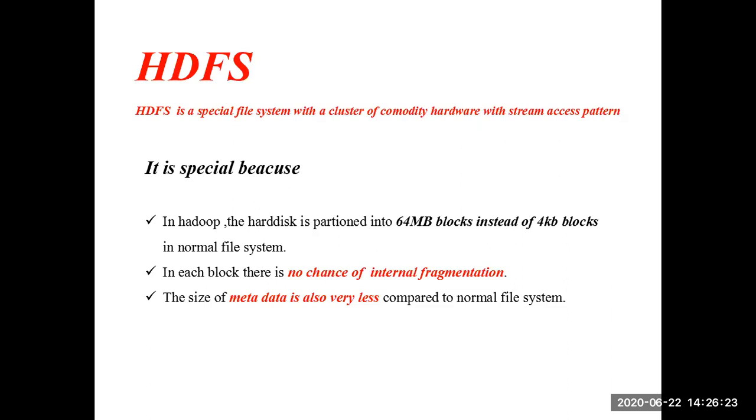When we come to the normal file system, a lot of 4 KB blocks will be used. So we have to store all those data. That's why, because of these 3 points, we said HDFS is a special file system. Why? Because block size is 64 MB, which is very much greater than a 4 KB block. There is no chance of internal wastage of memory. Metadata is also less when we compare with the normal file system. That's why HDFS is a special file system with a cluster of commodity hardware, that means a group of inexpensive machines, with the stream access pattern, with the logic that write once, read any number of times, but don't try to modify the data. That is HDFS.